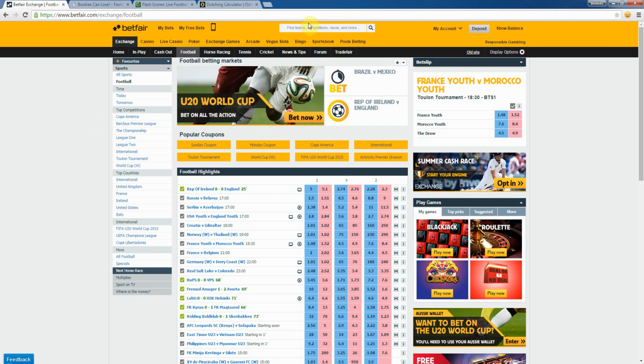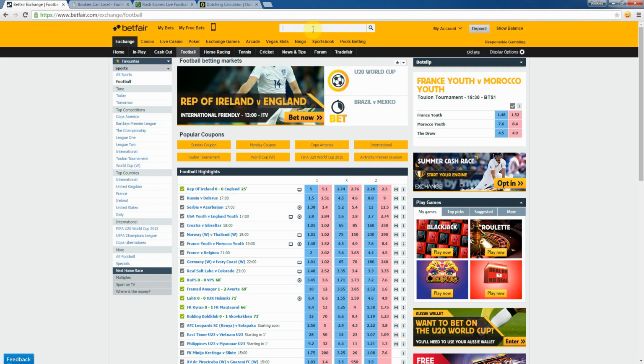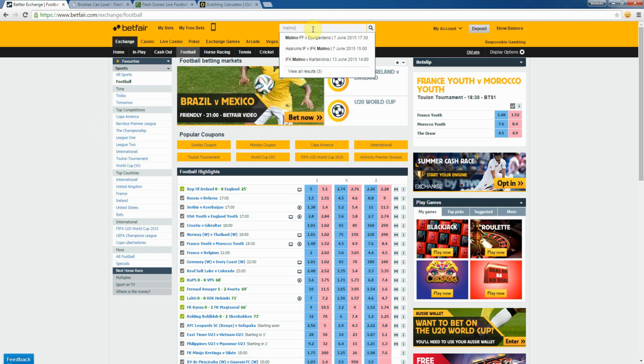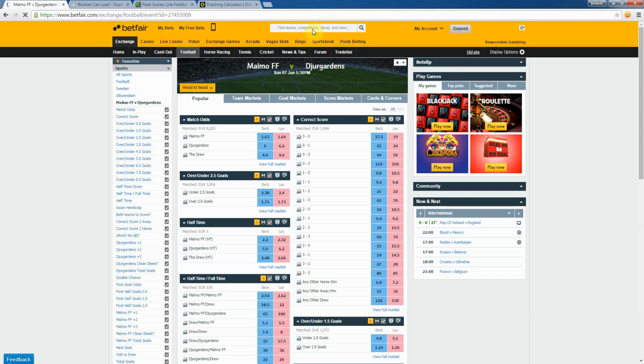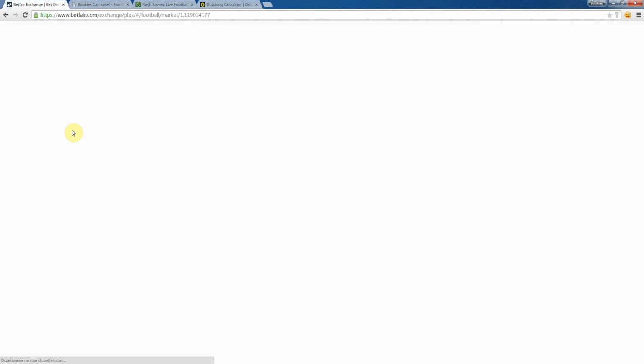You can easily find a game you're interested in by just typing the name of the team in the search text box. So this is the game. There are several markets you can bet on, but let's concentrate on the king of the markets, which is the correct score market.